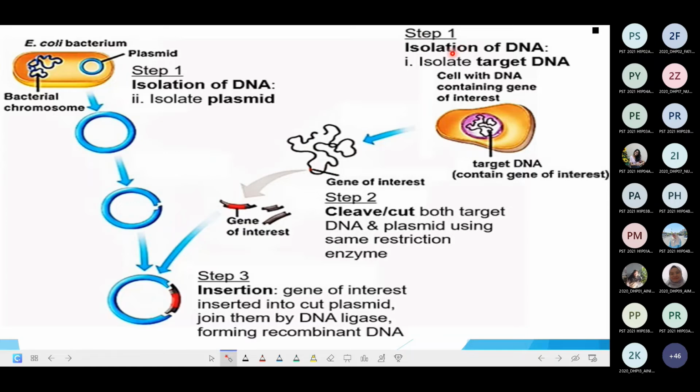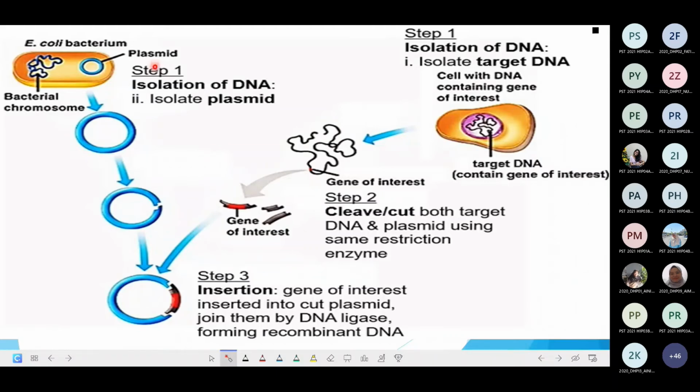And we also need to do another isolation, and this one refers to the isolation of the DNA cloning vector. Also the isolation of DNA, but this one is specifically referring to the isolation of the plasmid, which I told you just now is something that can be found in a bacteria.